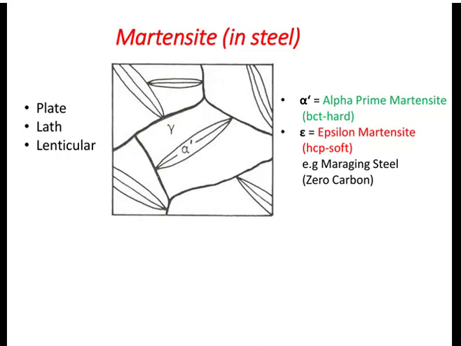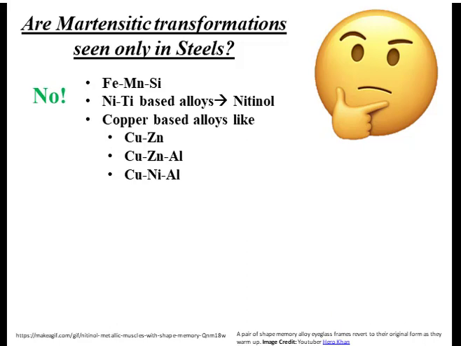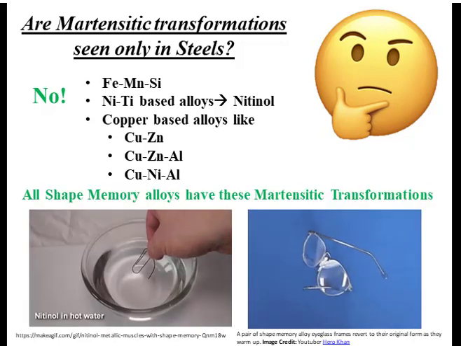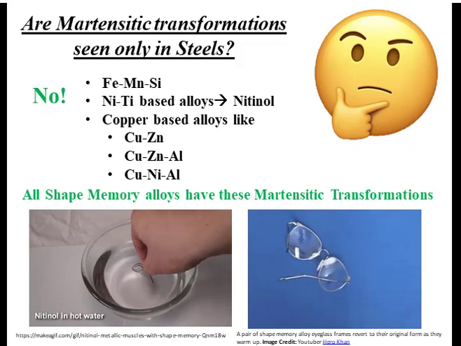So till now we have been speaking about martensite in steel, in the iron carbon phase diagram. So are martensite transformations seen only in steels? Well, no. These can be seen in other alloy systems as well, like iron manganese silicon, nickel titanium based alloys (nitinol), and copper based alloys like copper zinc aluminum and copper nickel aluminum. And what are these? These are all shape memory alloys. And all shape memory alloys have martensitic transformations.